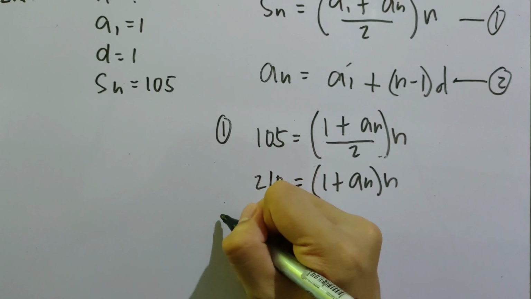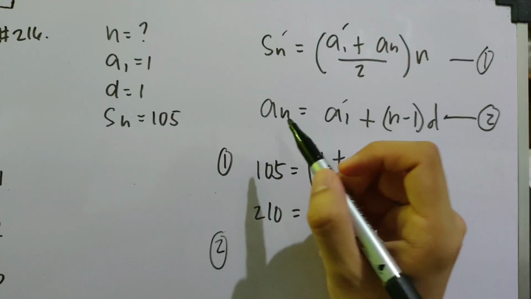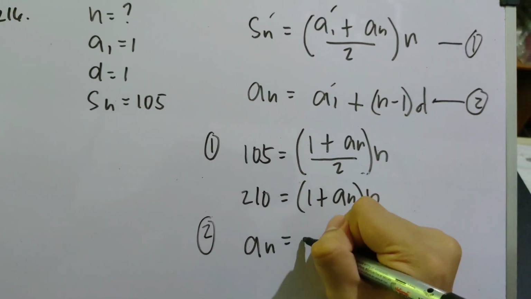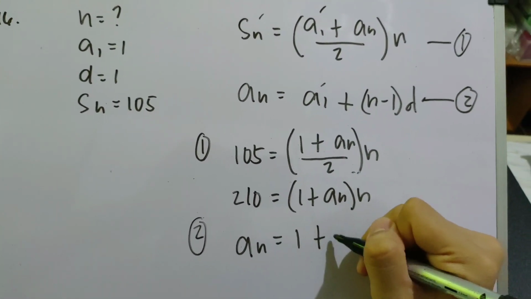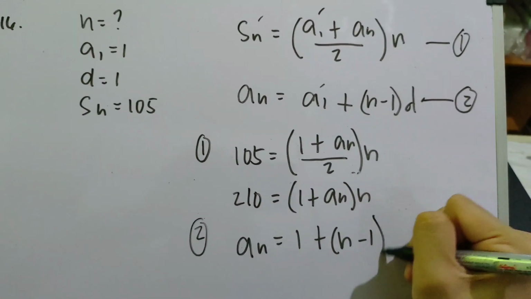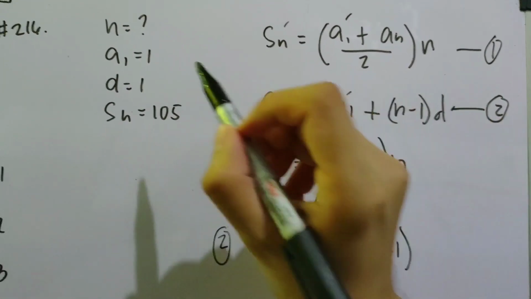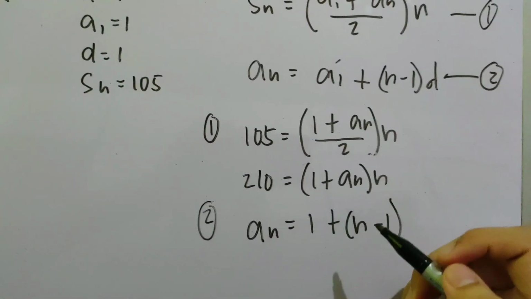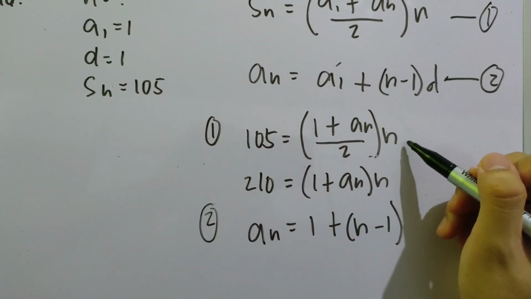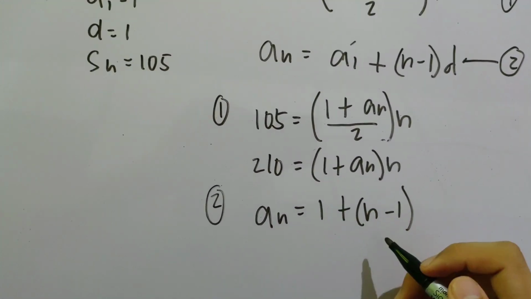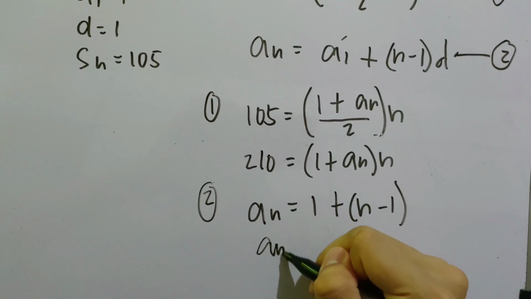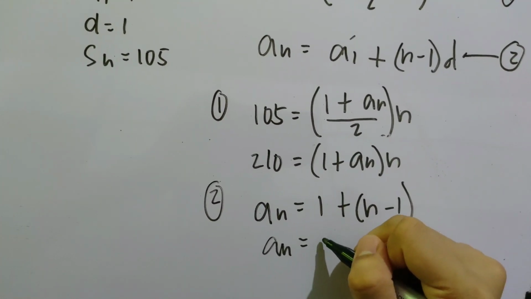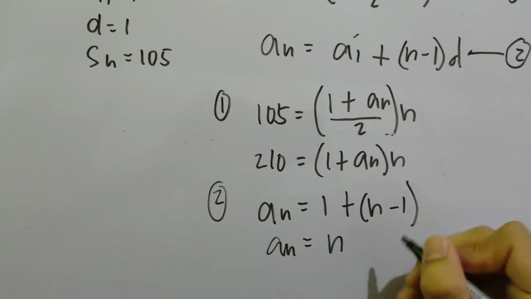Ngayon naman, sa second equation, mag-substitute ulit tayo. Yung An natin, unknown pa rin yan. An equals A1, which is 1, plus (n minus 1) times common difference. So yung common difference natin na D ay 1. So wag na nating lagyan. Since ang hinahanap natin ay yung value ng n, dapat ma-eliminate natin yung An. So ito magiging An equals yung 1 tsaka yung minus 1 doon magka-cancel na. So n na lang matitira dito. So ang An natin is equal to n.